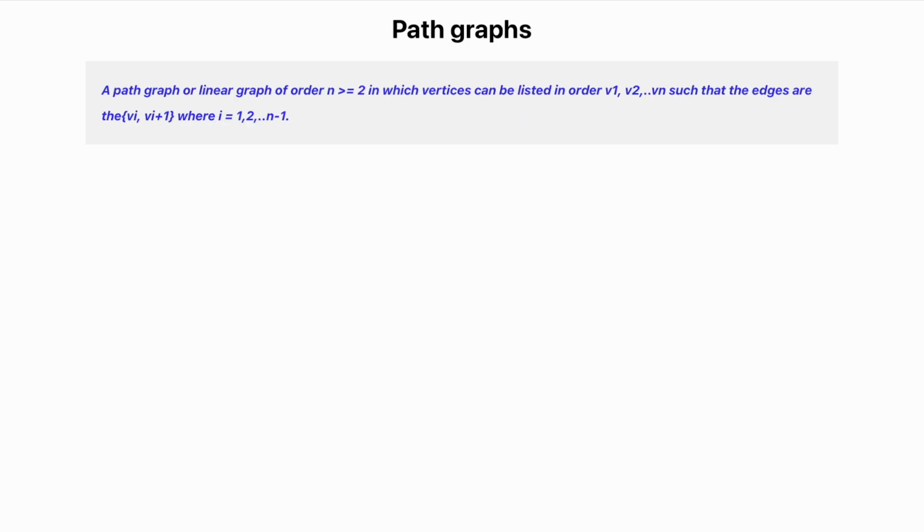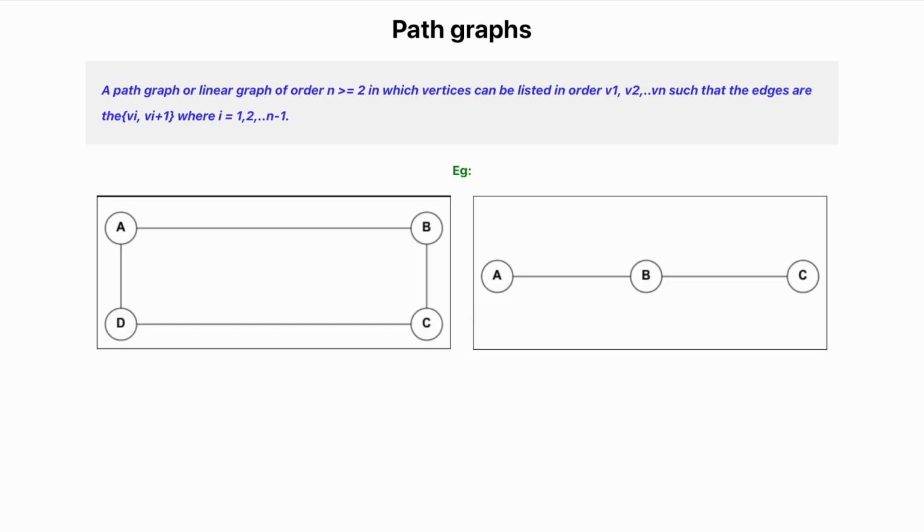A path graph or linear graph of order n greater than or equal to 2 is a graph in which the vertices can be listed in order v1, v2 up to vn and the edges are vi, vi plus 1, where i is equal to 1, 2 up to n minus 1. For example, the graph on the right side is a path graph or linear graph, while the same graph occurs as a subgraph in the graph on the left side.